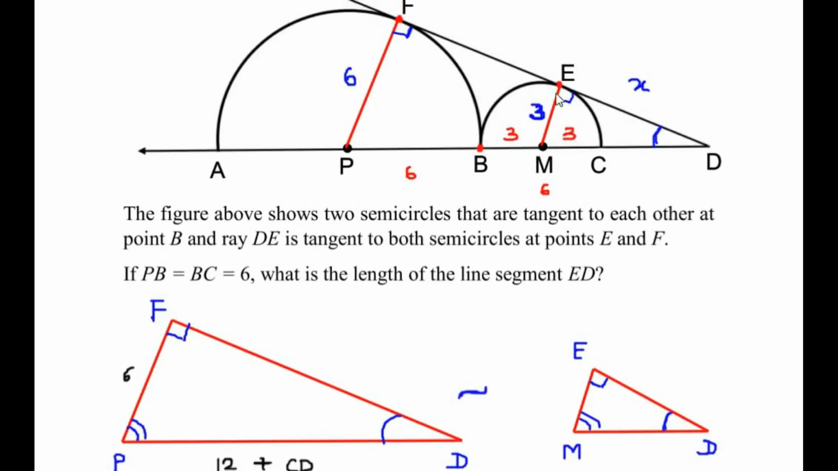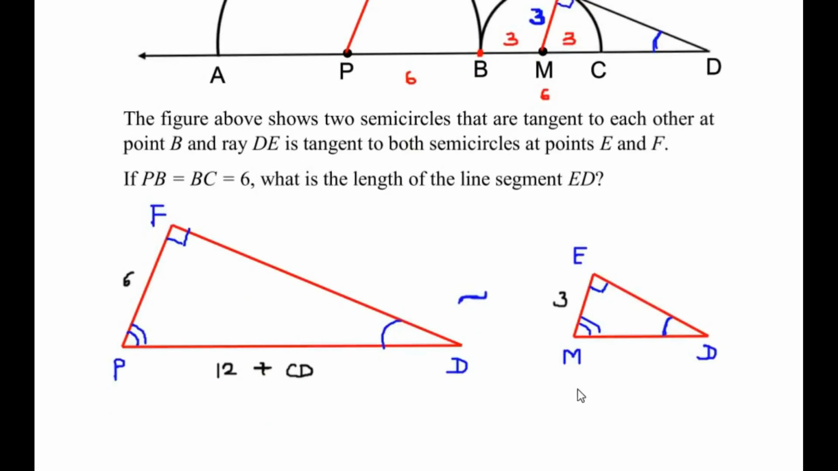Here we have ME as 3 and here MD is nothing but the sum of MC plus CD. So ME, let us write it as 3 here, and MD is going to be MC, which is 3, plus CD, which we do not know. So let me write here 3 plus CD. So let us try to find out the value of CD first.